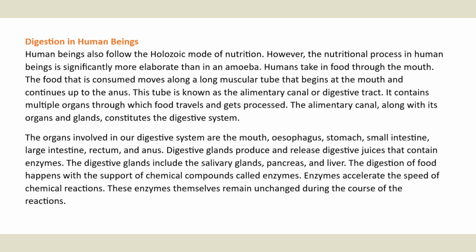The alimentary canal, along with its organs and glands, constitutes the digestive system. The organs involved in our digestive system are the mouth, esophagus, stomach, small intestine, large intestine, rectum, and anus. Digestive glands produce and release digestive juices that contain enzymes. The digestive glands include the salivary glands, pancreas, and liver. The digestion of food happens with the support of chemical compounds called enzymes. Enzymes accelerate the speed of chemical reactions. These enzymes themselves remain unchanged during the course of the reactions.